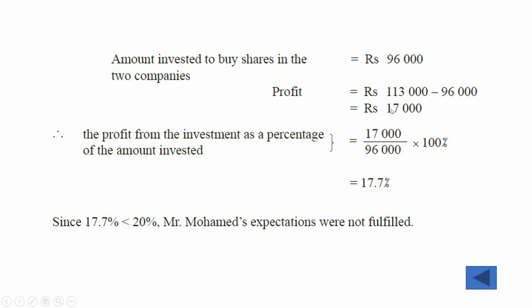If you subtract 96,000 from this, you get the profit. This is the investment amount, this is his profit, and if you calculate the percentage and multiply by 100, you get 17.7%, which is less than 20%. Mr. Muhammad's expectations were not fulfilled. He cannot fulfill his expectation.